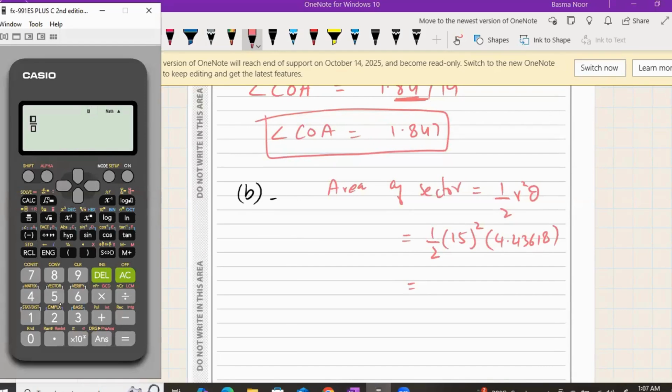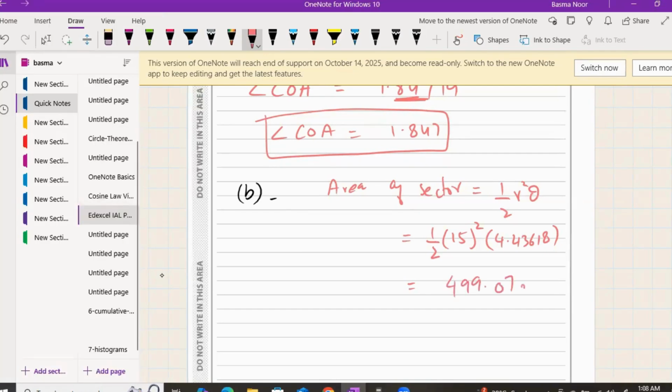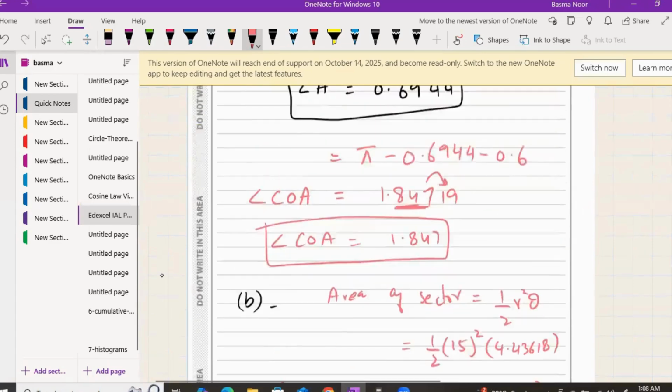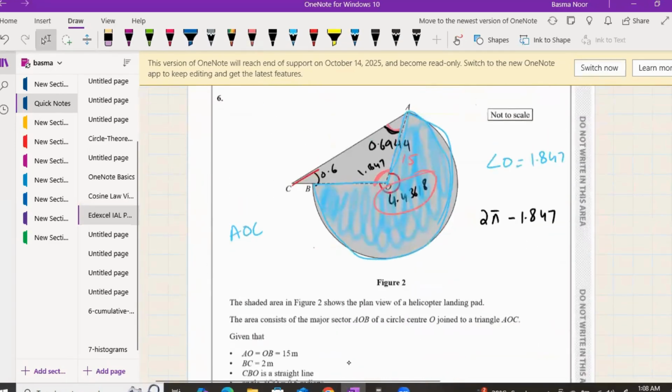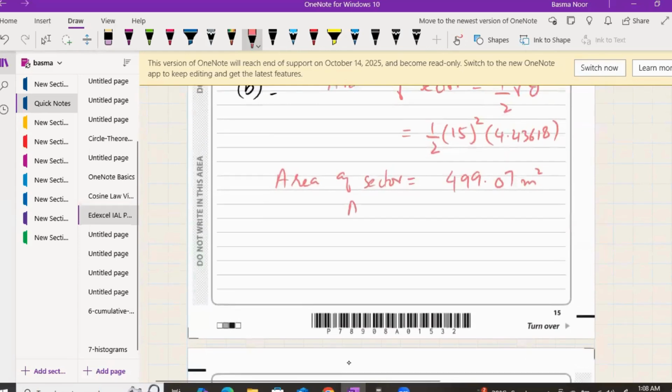Now we can insert the whole thing in the calculator. Half times 15 squared times 4.43618, and you will get 499.07 meters squared. This is the area of the sector AOB. Now we find the area of the triangle.